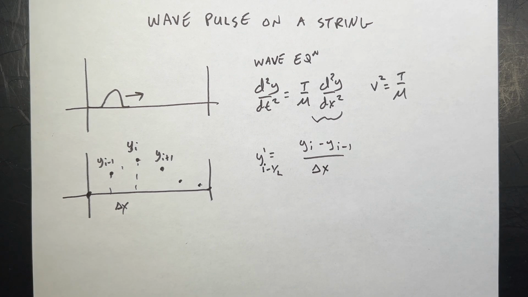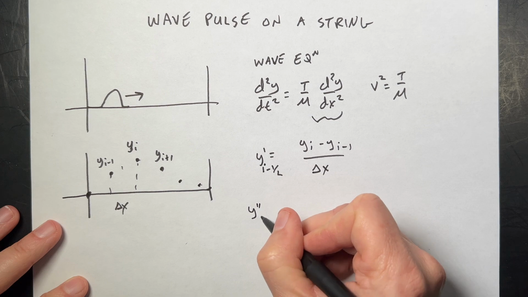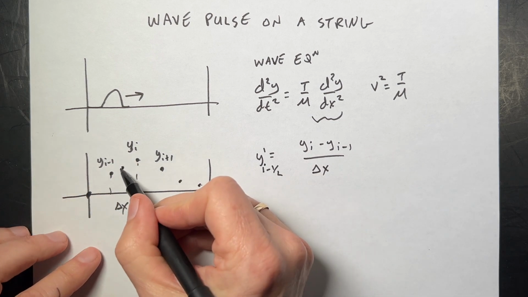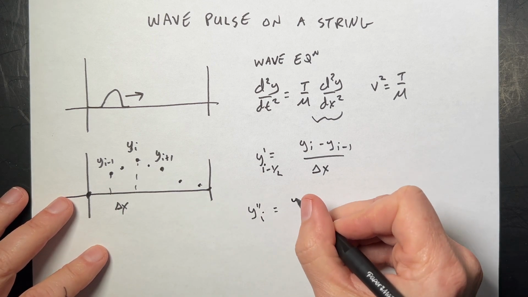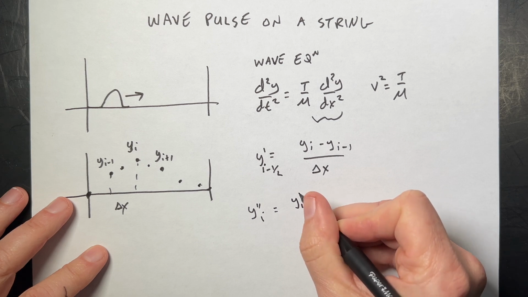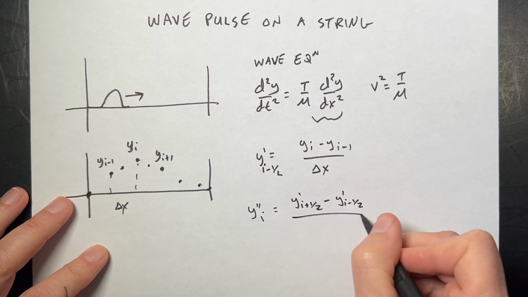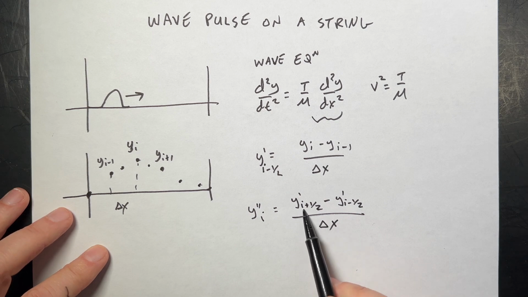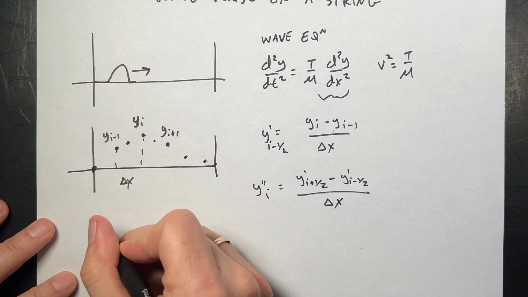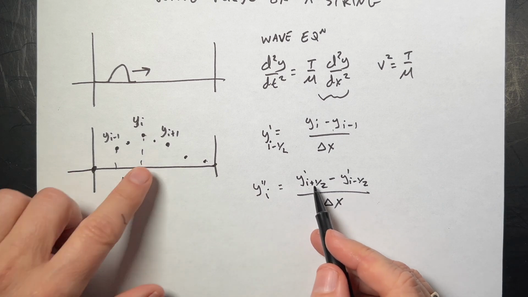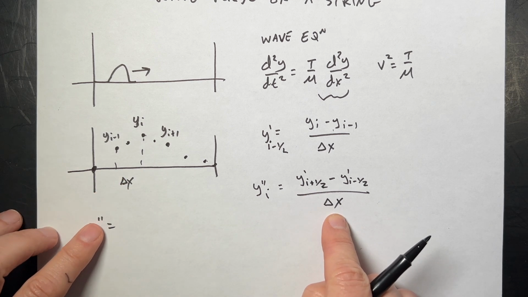That's just the slope. Now, if I want to find the second derivative, y double prime at i, it's going to be the change in slope from half to half, right? So we can write this as y prime at i plus a half minus y prime at i minus a half, over delta x. And then I can use this up here. So with that, I get the following. y_i double prime is going to be this derivative right here, and there's a delta x over delta x, so I'm going to get delta x squared on the bottom.